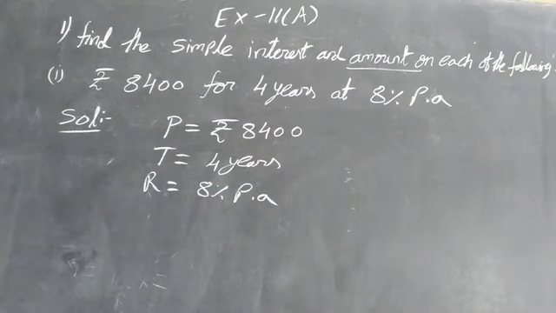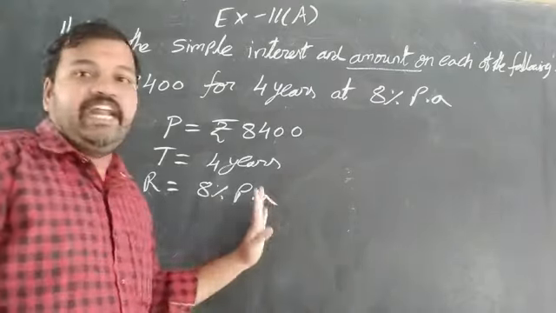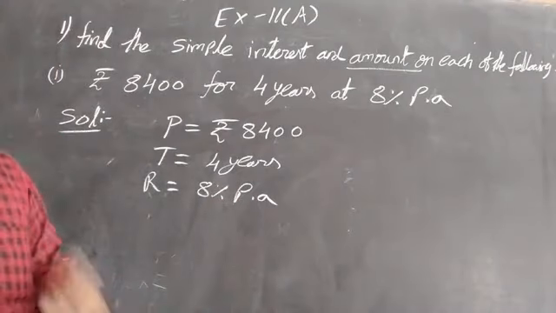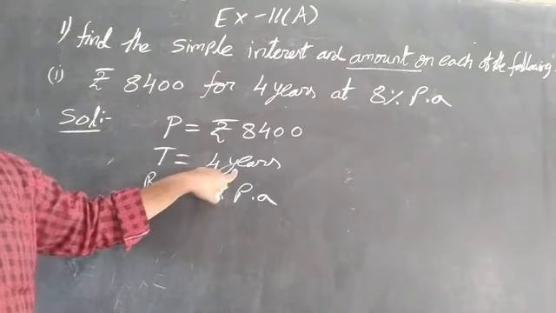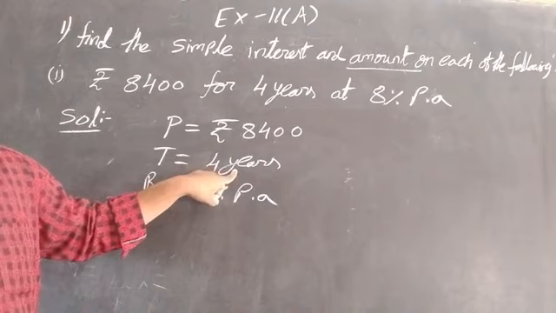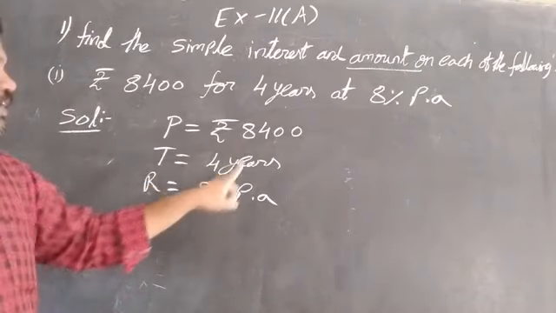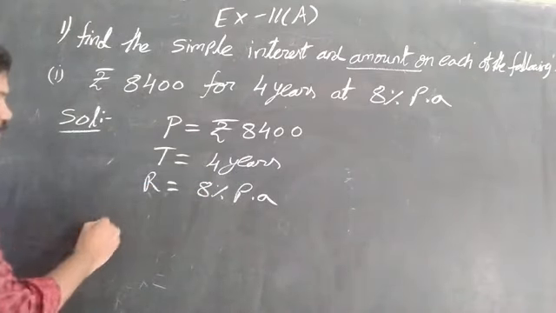If it is not like that, only one thing we can change, that is the time, not the rate. Don't change the rate percentage. We have to change only the time. That is the one possibility to change the time. So here in this question both are the same, so directly I am writing the formula.